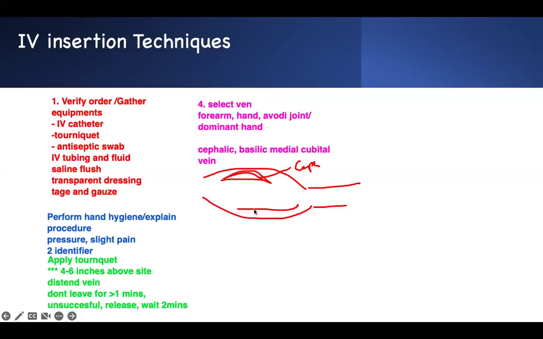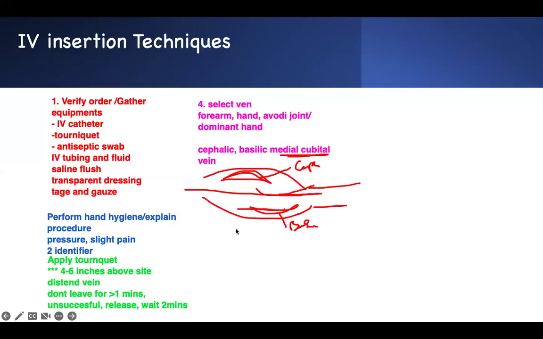The vein at the bottom is the basilic. You see base, and cephalic is top, head. And the one in the middle is the medial cubital vein. So cephalic is the top, basilic is the bottom one, and the medial cubital is the one in the middle. So those are the structure of the vein.